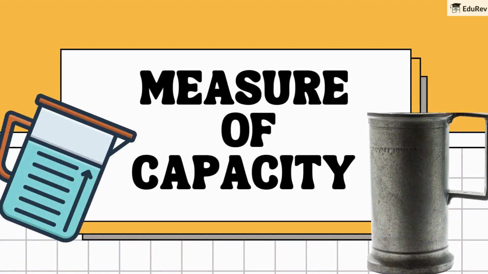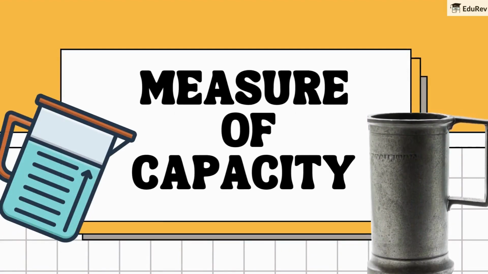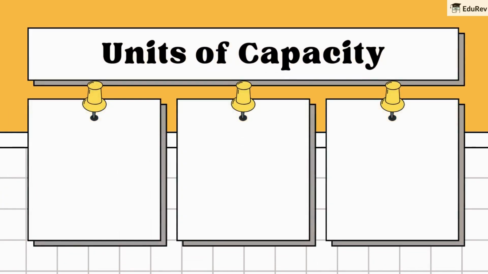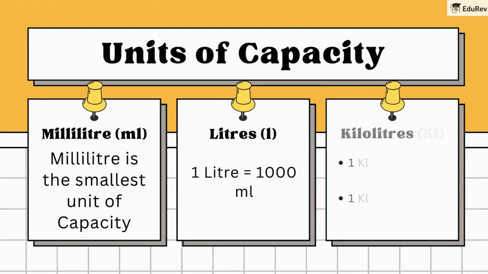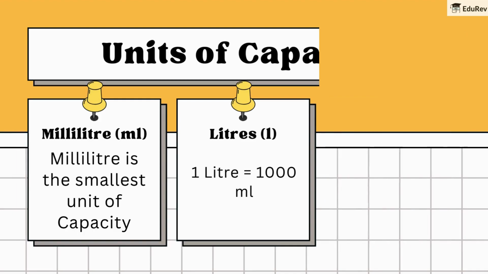Measure of capacity. Lastly, let's talk about capacity. Capacity tells us how much a container can hold. Milliliter or ml. Milliliter is the smallest unit of capacity. Liters or L. 1 liter is equal to 1000 milliliters. Kiloliters or KL. 1 KL is equal to 1000 liters. Or 1 KL is equal to 10 lakh milliliters.